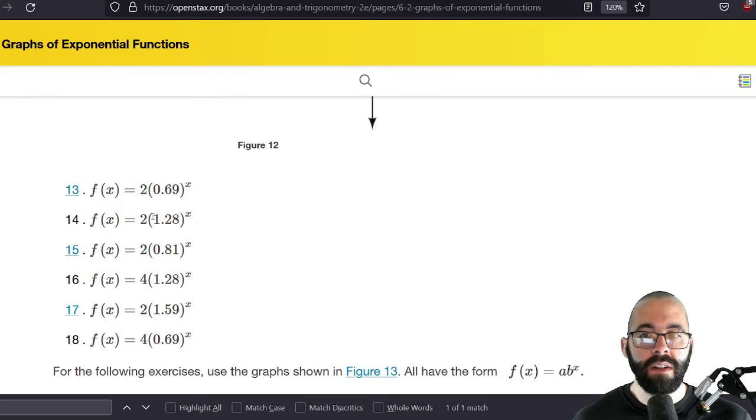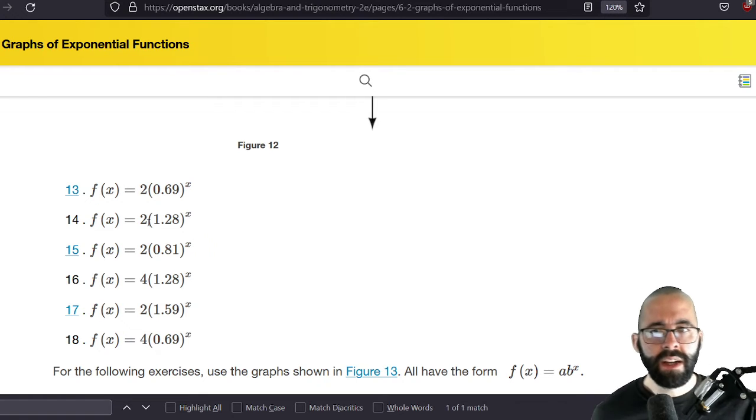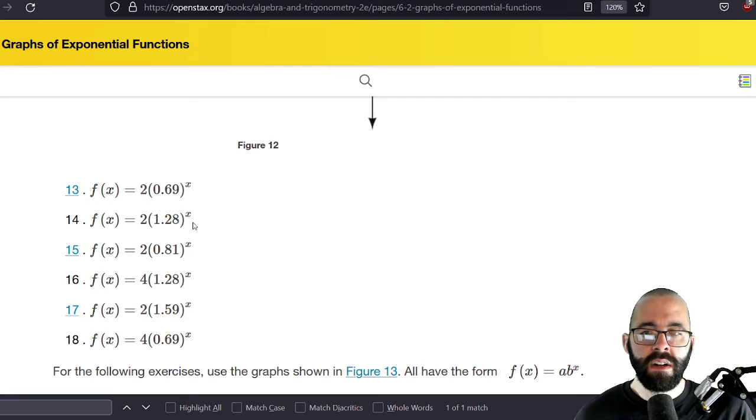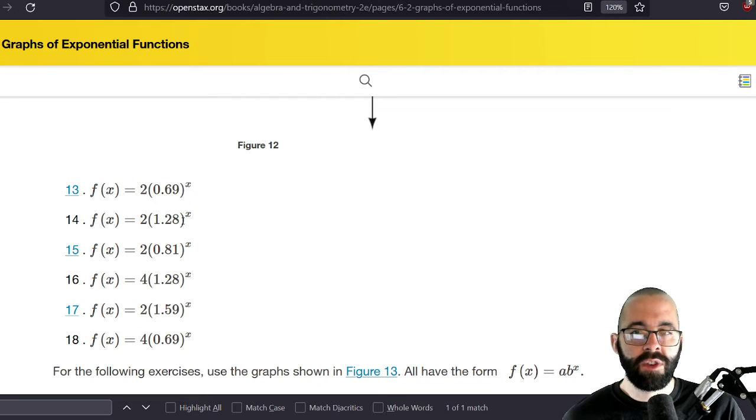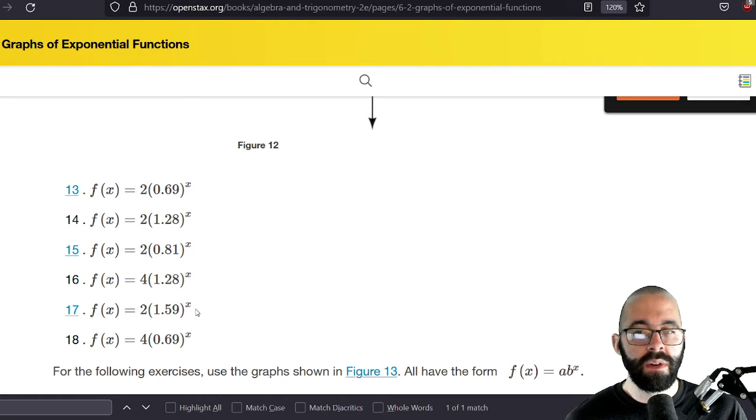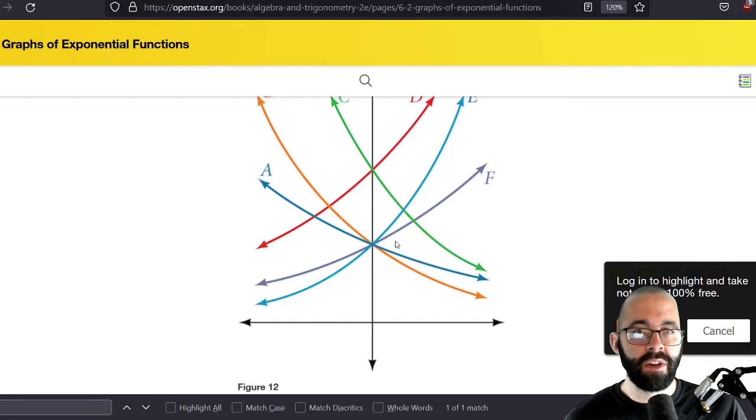Well, which one has a growth rate that's bigger or smaller? So we have to compare this now. Compare this one down here with something else that's growing and starting at 2. 17 is also growing and starting at 2. Which one has a bigger growth rate? 17 does. So 14 is the one with the smaller growth rate.